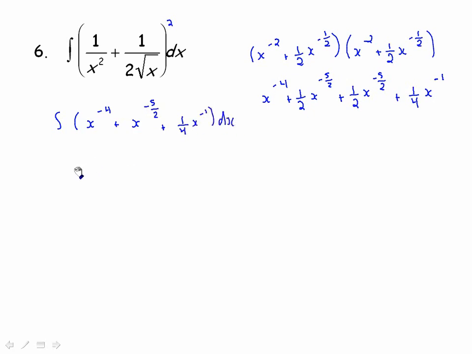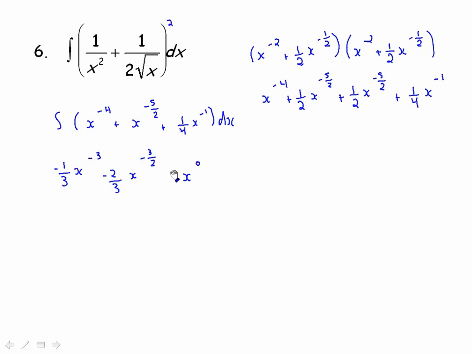So we integrate using the regular rules: add on 1 to the exponent is negative 3, and then this is negative 1 over 3. Then the next one is add on 1, so that's negative 3 over 2. So our coefficient would be negative 2/3, 1 divided by 3 halves. And then the last term, add on 1, and we're going to get x to the 0.